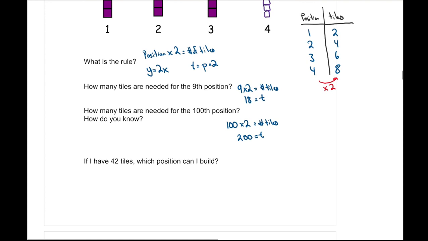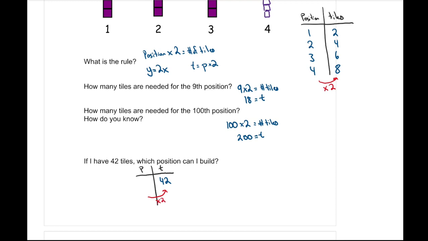The last question, if I have 42 tiles, which position can I build? So again, this goes back to what we were looking at before with our table, where we had an output but were looking for our input. So position numbers, tiles. Here we're given the tiles, 42, and we're looking for the position number. We know the rule to go from position to tiles is multiply by 2.